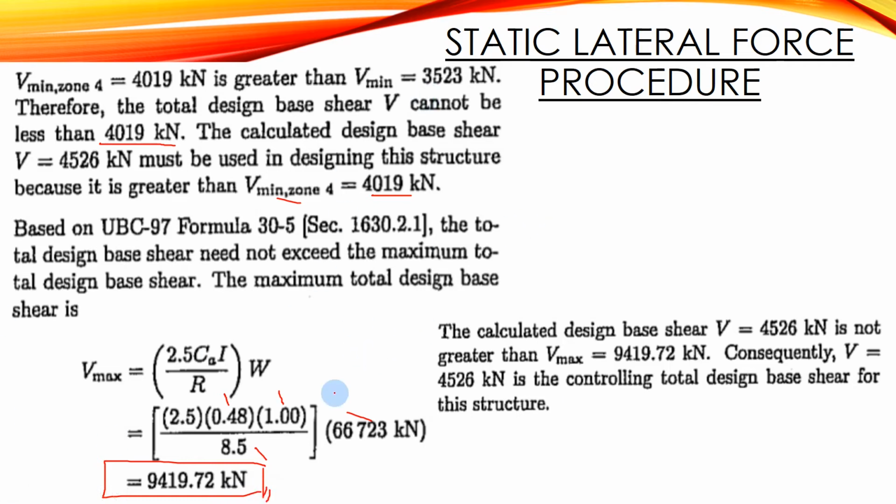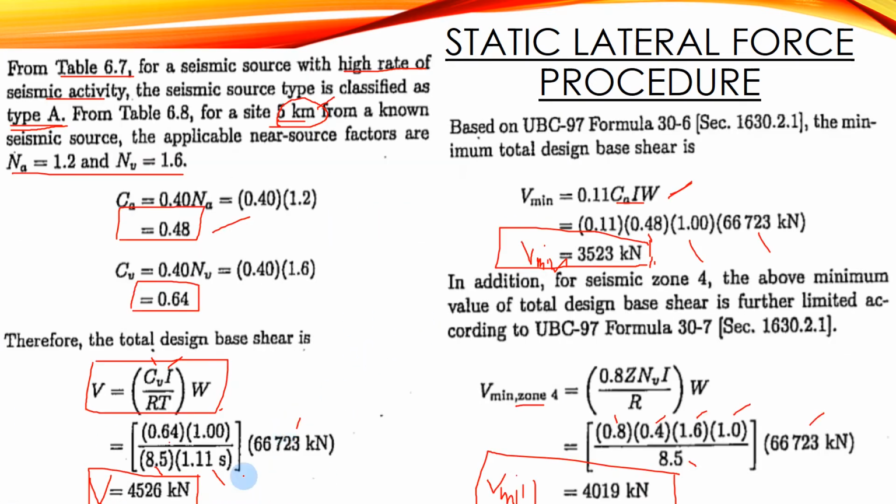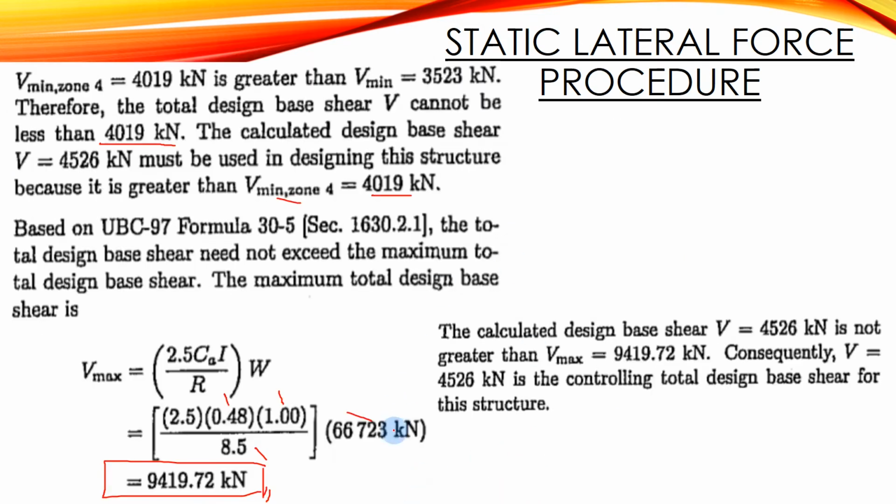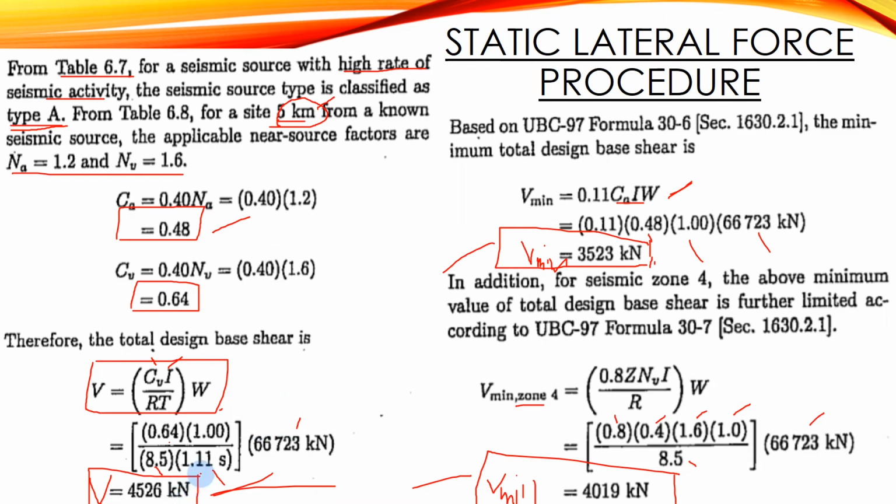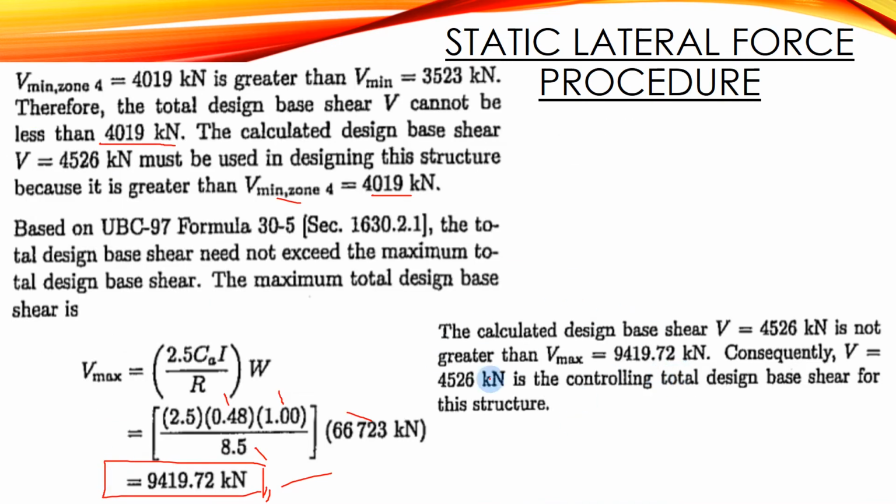So we have the V we computed, then the V minimum, then the V max. The calculated design base shear V is 4,526, the original design base shear. Since 4,526 is not greater than V max, meaning your V is less than V max, it is okay.